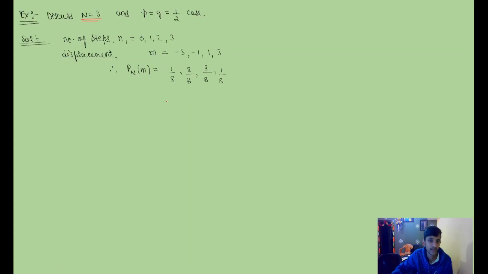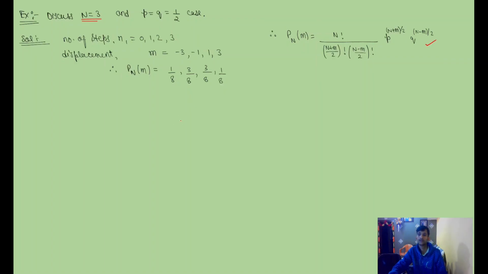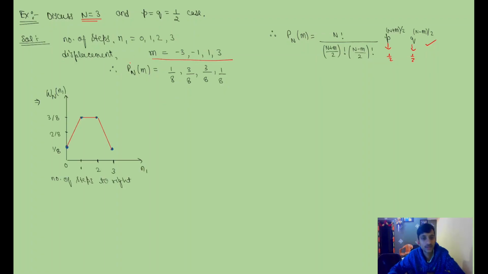Now what will be the probability? So we will be using the previous formula, this binomial expansion formula, or binomial distribution rather, we say. So this is the formula. Here if you put p = 1/2, q = 1/2, and n = 3, and m values you can take all these different values, then you can find all these probabilities. So for the net displacement being -3, what is the probability, and the other cases also. So now the interesting thing is, let's plot these values.